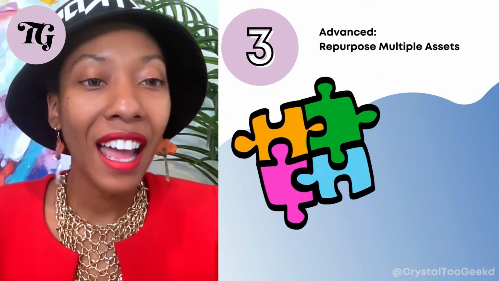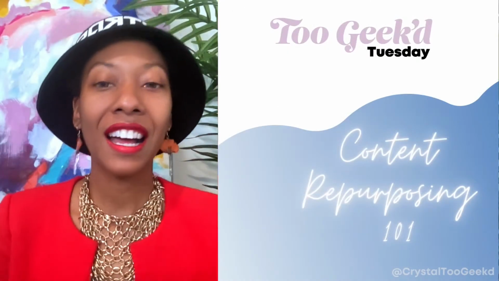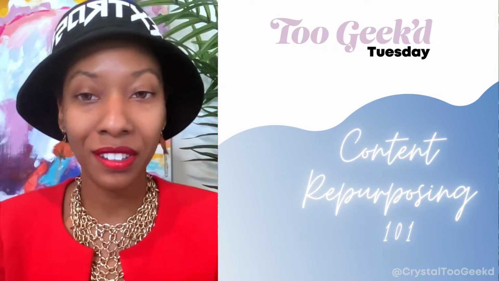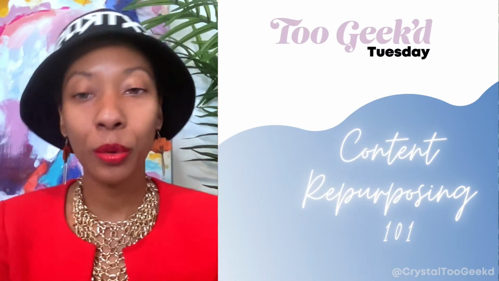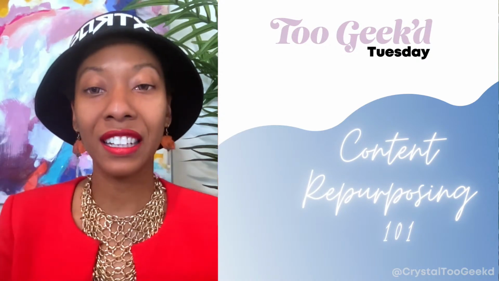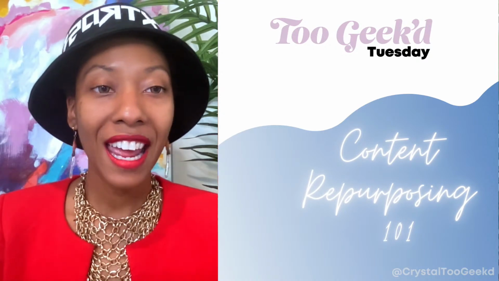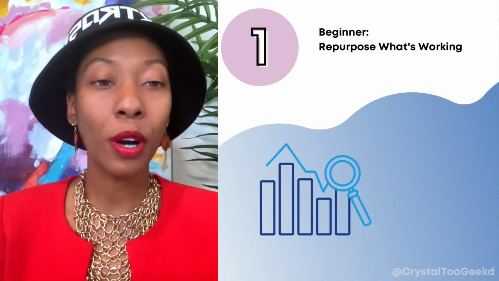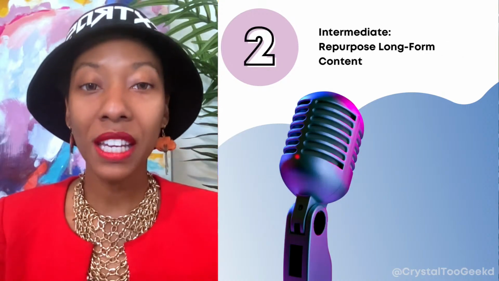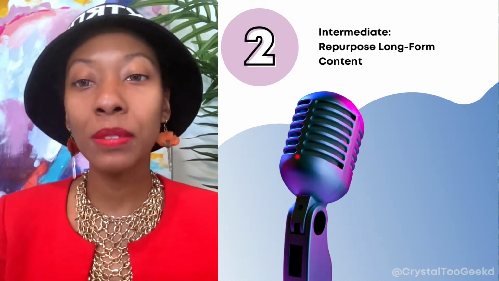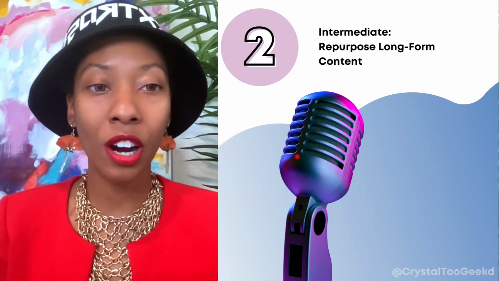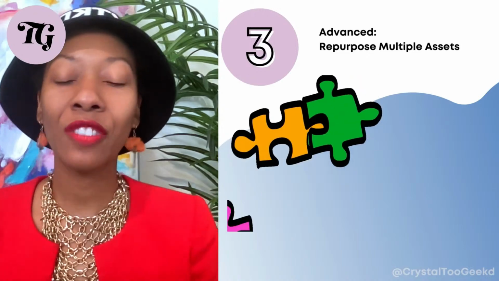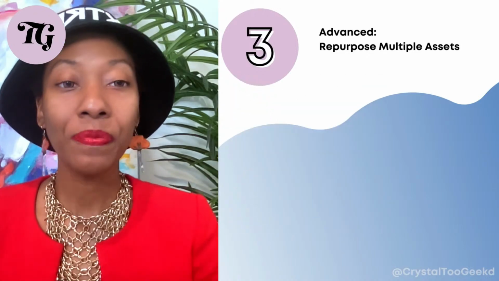So as a recap, there are a couple different ways to repurpose content. I went over three levels that I believe in. Beginner, which is repurposing what's already working, just reposting what you already have. Intermediate, which is getting clips and snippets from long form content that you already have. And then advanced, which is combining all kinds of different assets you have and creating something new.